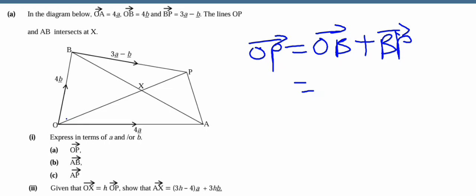So now we need to ask ourselves, what is vector OP? So vector OB that we have here, it is 4B vector.